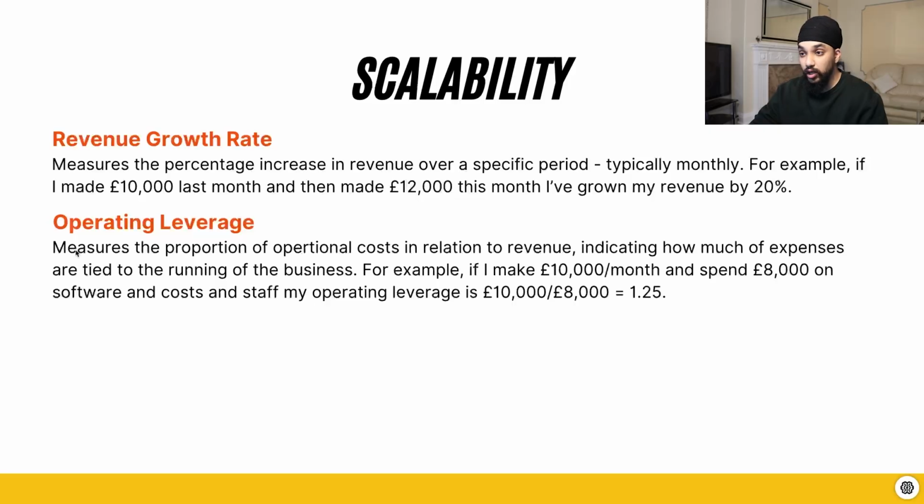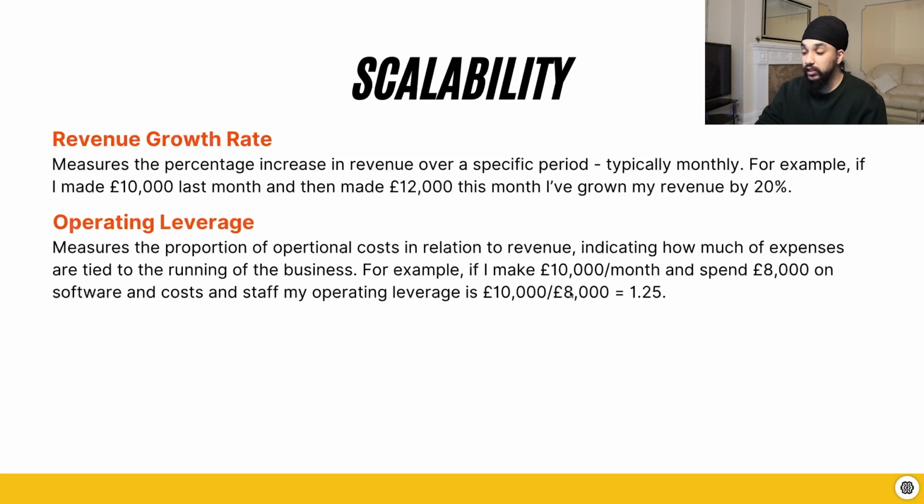The next thing is operating leverage. This is the proportion of operational costs in relation to revenue. So if I'm making £10,000 a month and I'm spending £8,000 on software costs and staff, my operating leverage is going to be 10,000 divided by 8,000. So it's the revenue divided by the costs of operating the business, and that's 1.25.